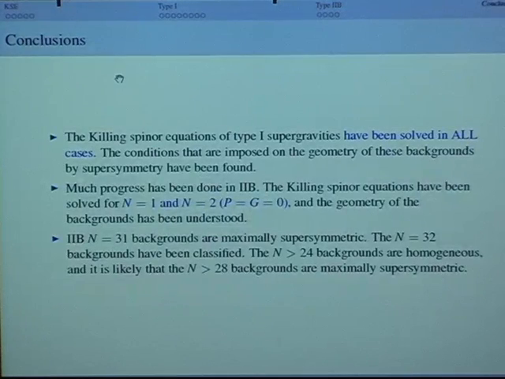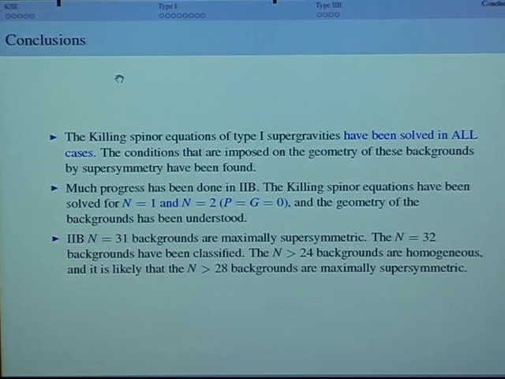So, here are my conclusions. The Killing spinor equations of type I supergravities have been solved in all cases, and the conditions that are imposed on the geometry of these backgrounds by supersymmetry have been found. Much progress has been made for IIB. The Killing spinor equations have been solved for N=1, and in the case of p=0 for N=2, and the geometry of the backgrounds has been understood.